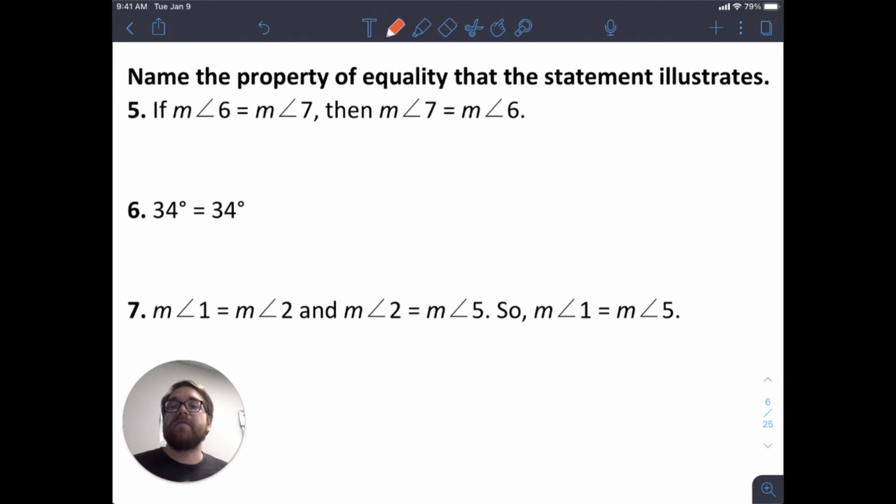Let's look at some examples to make sure we understand these properties: reflexive, symmetric, and transitive. The instructions for 5, 6, and 7 say to name the property of equality that the statement illustrates. So which property is being used here? Number 5 says if the measure of angle 6 is equal to the measure of angle 7, then the measure of angle 7 is equal to the measure of angle 6. What property of equality allows us to say that? Well, if you just look right above in your notes, that's the symmetric property.